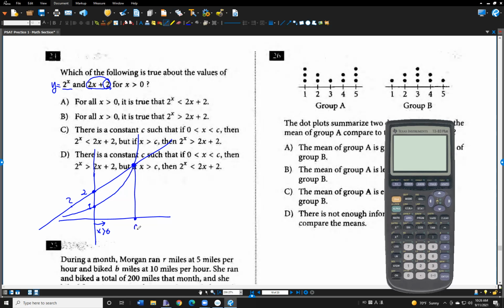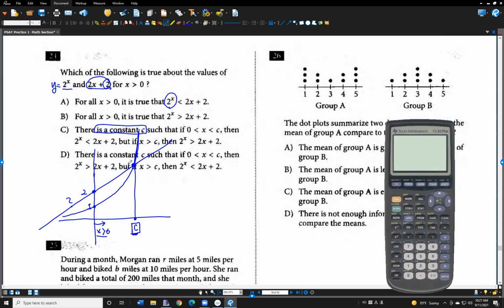Call it C. So which one is true? Is this one always less than this one? No. After this it's a gradient. So from here up to C, the linear one is higher, right? The linear is higher. There is a constant C. This constant C means what? The intersection.